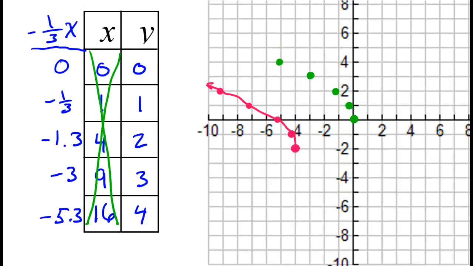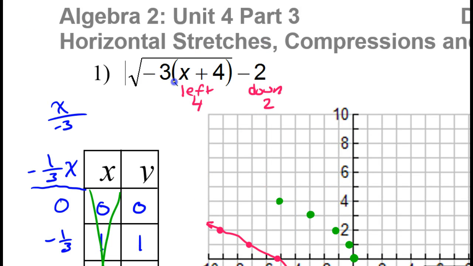Okay, and the transformations. So what did that negative sign do? Right, the negative sign there is a reflection over the y-axis.